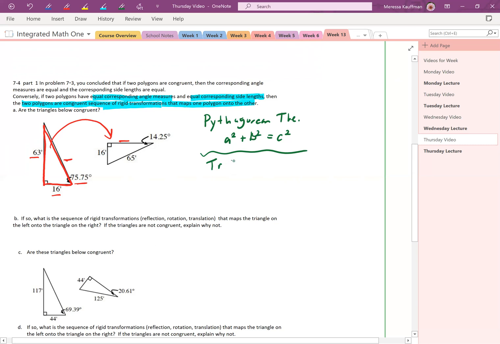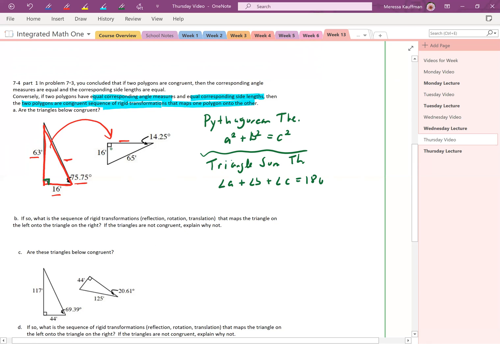Triangle sum theorem. And what did that say? That the interior angles of a triangle all have to equal 180 degrees. Do I have two angles on each of them?